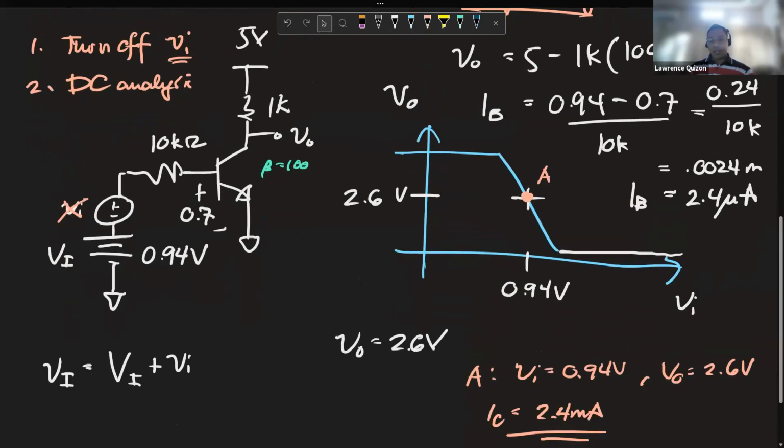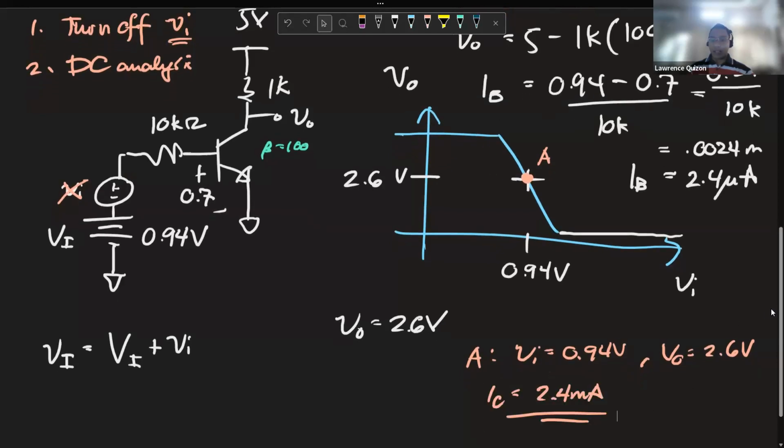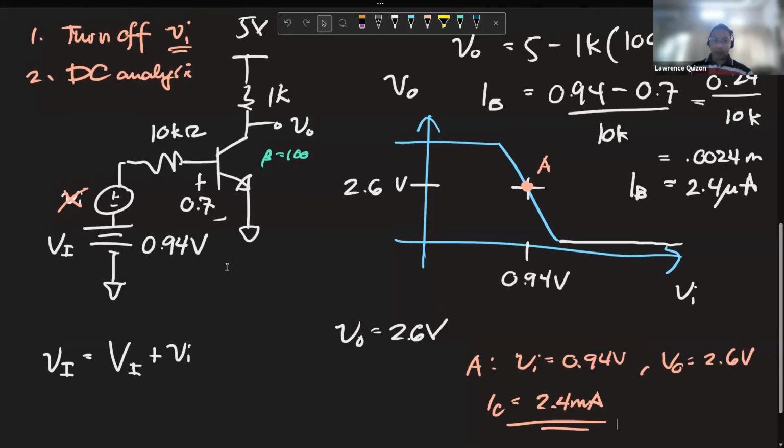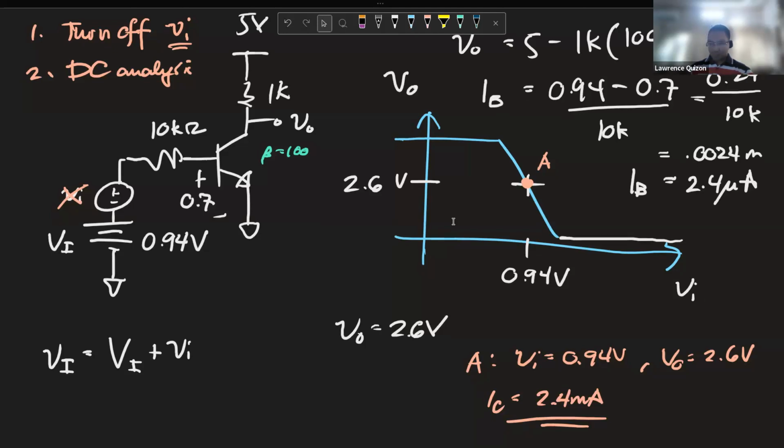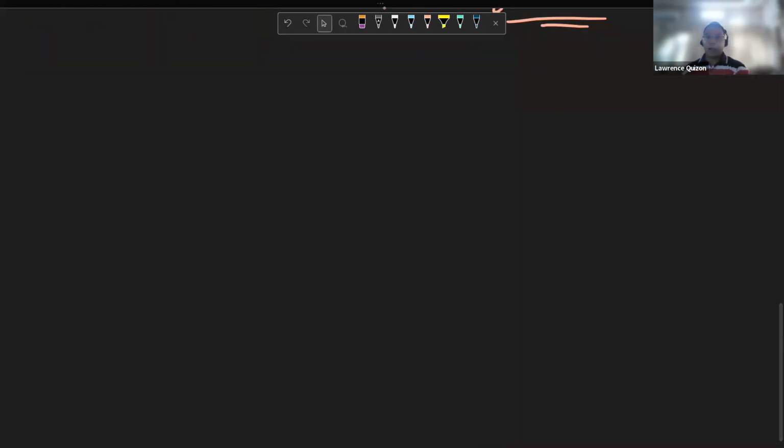So what we tend to want most of all when we're calculating the quiescent point, for a specific biasing, is IC, because IC is what we use to determine the small signal gain. So that I, right? So then let's talk about the load line.